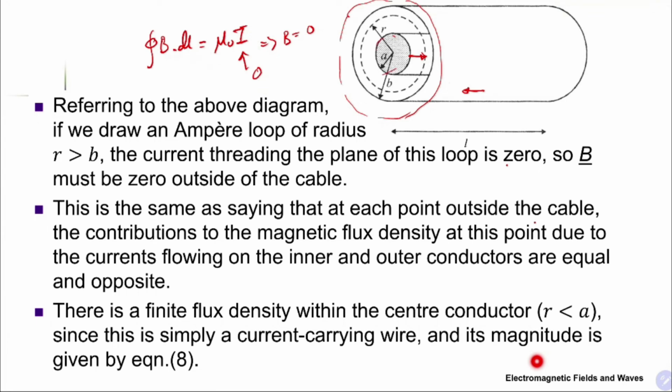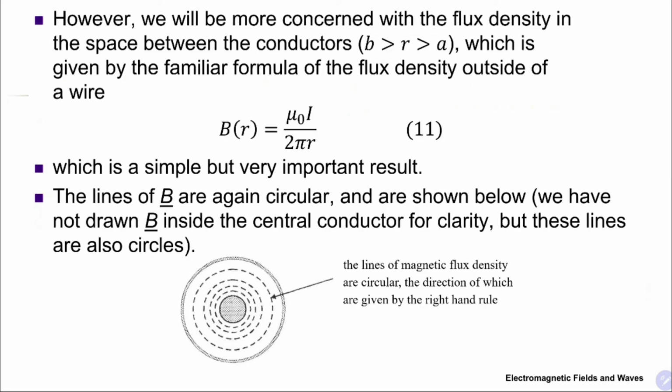Inside the inner conductor, we find that in a long current-carrying wire, so we have done that just now, B will be equal to mu naught I times r over 2 pi a squared. That is for r smaller than a. And then for the distance between a and b, that simply equals our magnetic flux density of a long wire, mu naught I over 2 pi r.